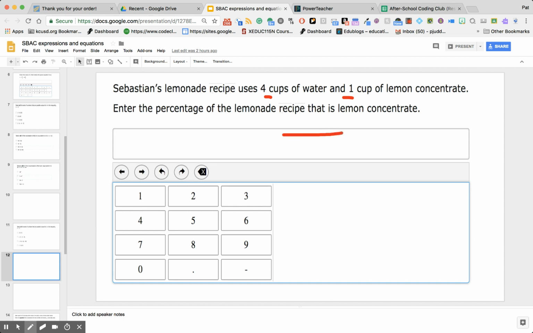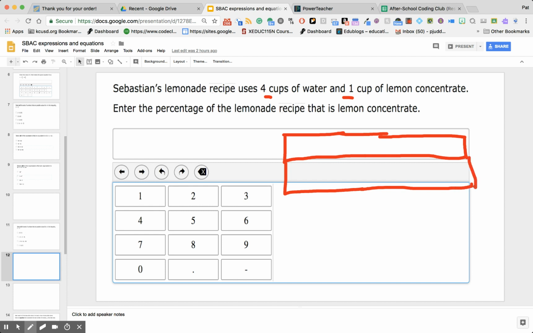Okay, so I'm going to draw a tape diagram for this one. And remember when we had our tape diagram, we put the full amount here and then decided what we needed. So this is 100% is what we're looking for. And I have 4 cups of water, 1 cup of lemon concentrate. Altogether, I have 5 cups. So I'm going to divide my tape diagram into 5 sections. And I have 4 cups of water.